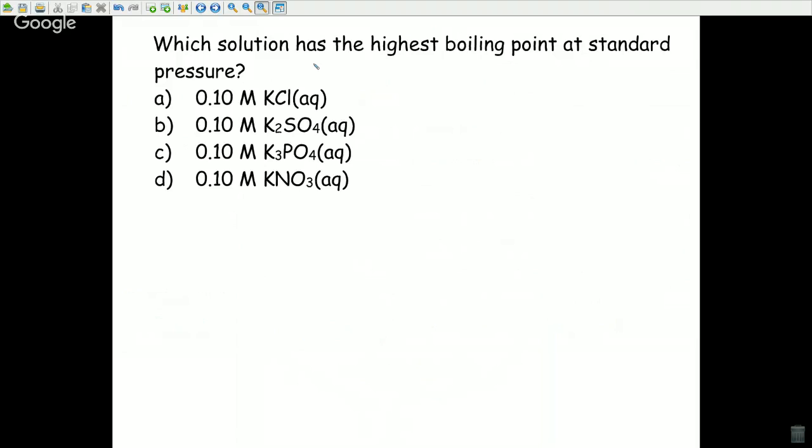So the example here is dealing with boiling point, and they want to know which one's going to have the highest boiling point. So first you would look at the concentration and hopefully notice that it's all the same. So then you have to start thinking about what's going to happen to these ions when you put them into solution. Potassium chloride is going to make 2 ions. And potassium sulfate will make 3 ions. And potassium phosphate will make 4 ions.